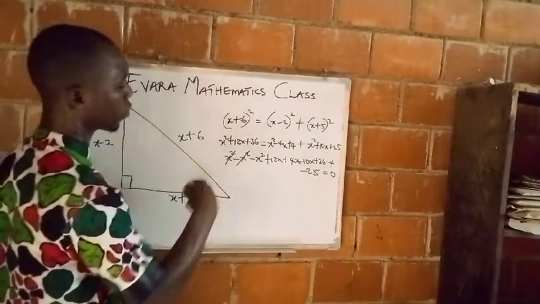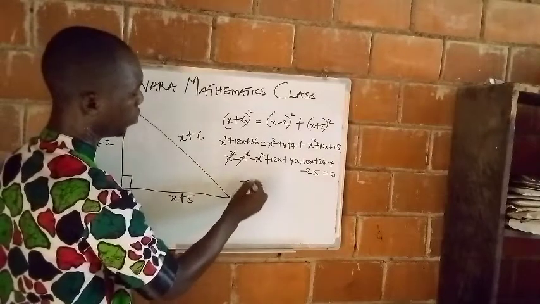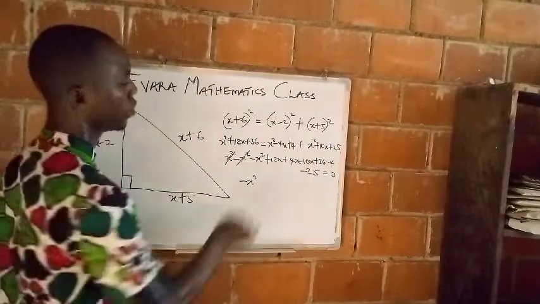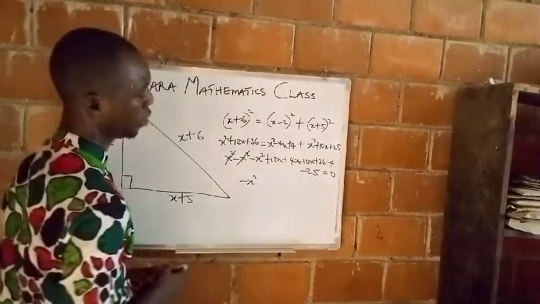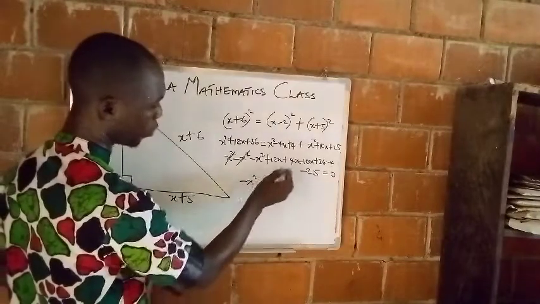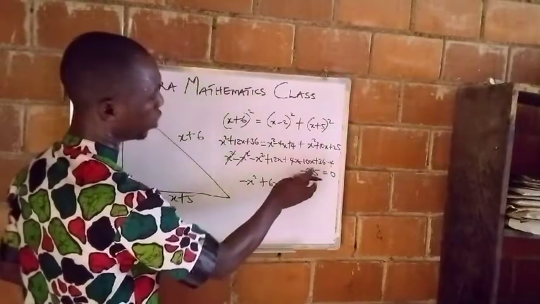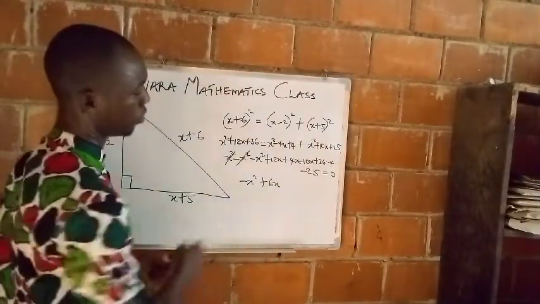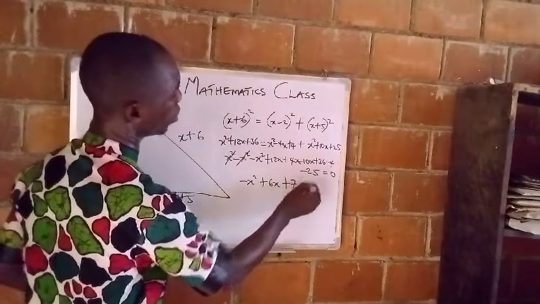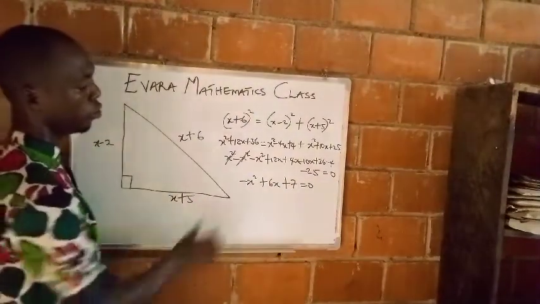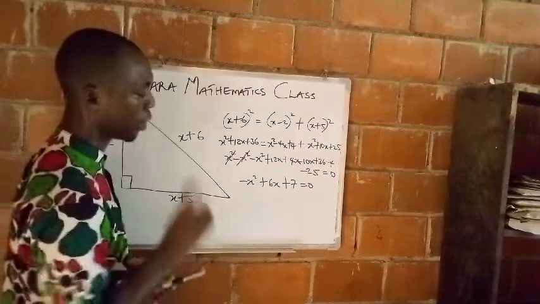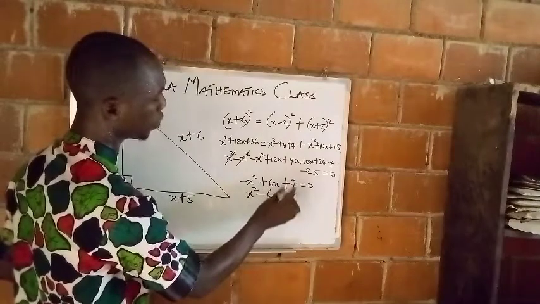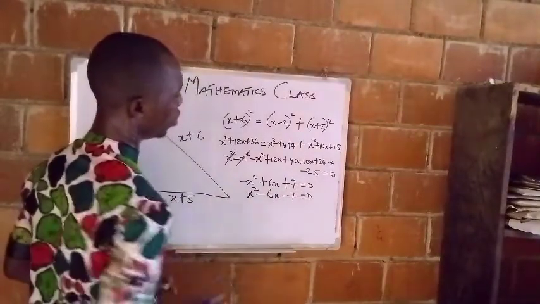So x squared minus x squared are out. Then we have minus x squared left. 12x plus 4x, that's 16x. 16x minus 10x gives us 6x. Then 36 plus minus 4 is 32. 32 minus 25, that is 7, equals to 0. Because of this negative sign, you multiply both sides by minus. This will give us x squared minus 6x minus 7 equals 0.